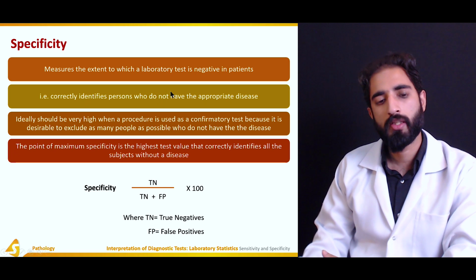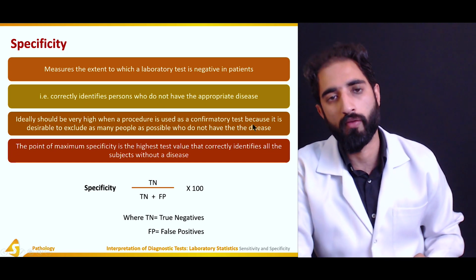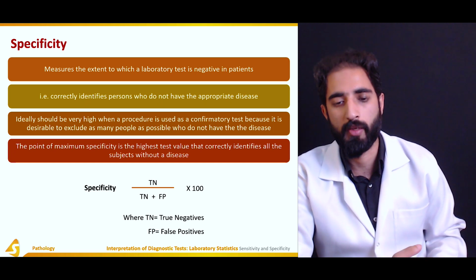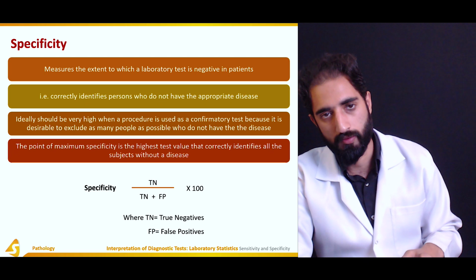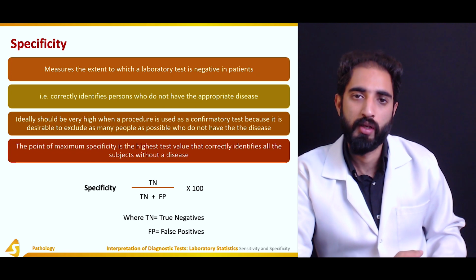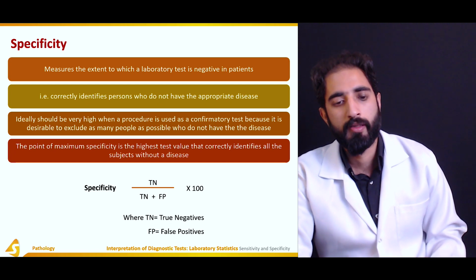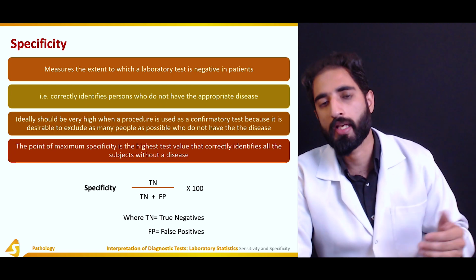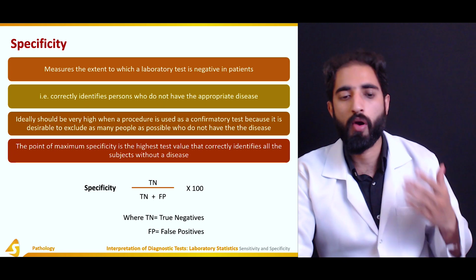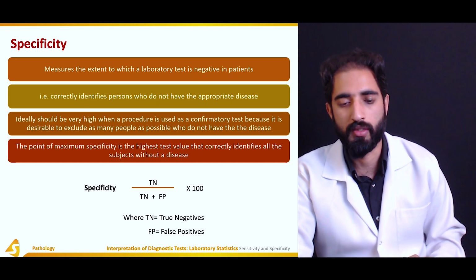Ideally, the specificity should be very high when a procedure is used as a confirmatory test instead of a screening test, because it is desirable to exclude as many people as possible who do not have the disease, because it would not be favorable to identify someone as positive for having a disease which that person does not have. The point of maximum specificity is the highest test value, in contrast to the lowest test value for sensitivity. So the point of maximum specificity is the highest test value that correctly identifies all the subjects without a disease.